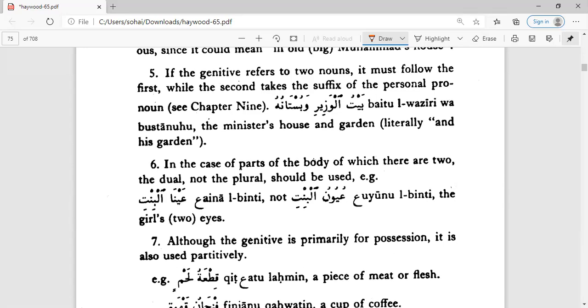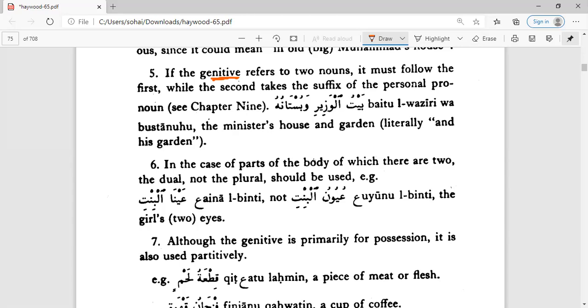Also, here he says if the genitive, when he says genitive here, it's talking about mudaf ilayhi. It refers to children, it must be followed by the first, while the second takes the suffix of the personal pronoun.